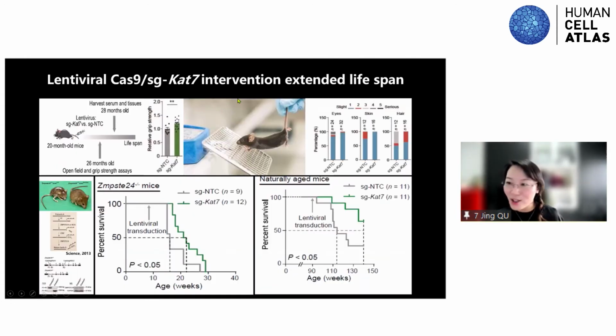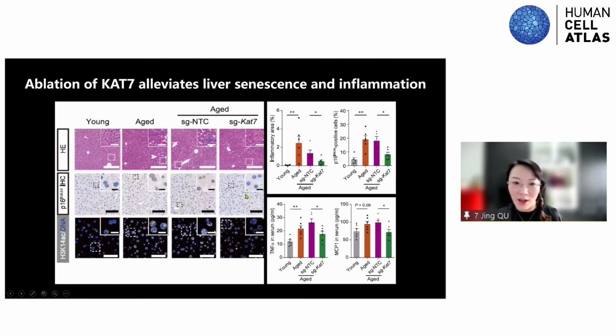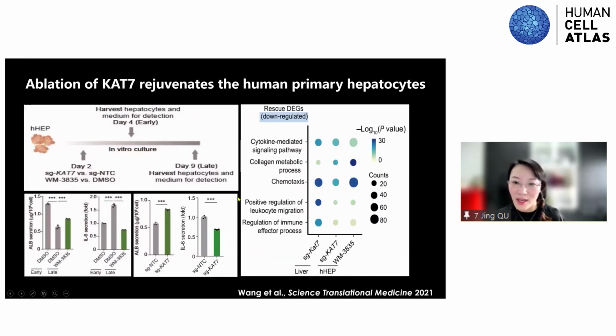Okay, almost there. Through this method, we injected the 20-month-old mice and also the mature aging mice, and they do show their lifespan can be extended and their behavior improved after the gene therapy. These are all the data from the mouse liver. We can see the ablation of KAT7 alleviates liver senescence and inflammation. We also tried human hepatocytes, and it shows the same effects, and the gene expression patterns are quite similar.